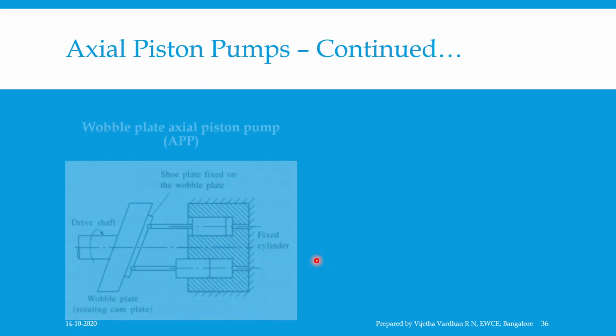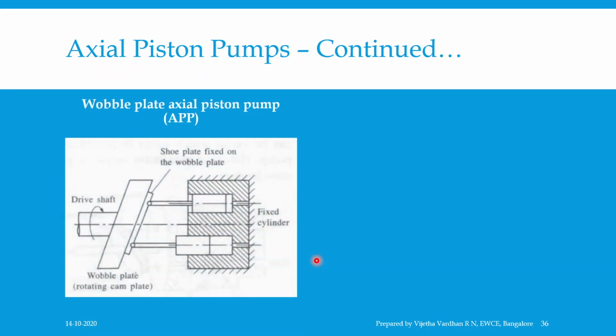Then coming to the continuation of the axial piston pumps, we have one more type called the wobble piston pump, which is also called the wobble plate axial piston pump, and you can see it is also abbreviated as APP. Now the swash plate inline axial pump has its swash plate rotating and is called the wobble plate.